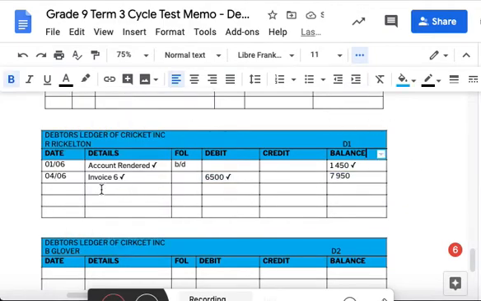7,950 is his new balance. You get a mark here for saying invoice number 6 and a mark here for debiting his account with 6,500.